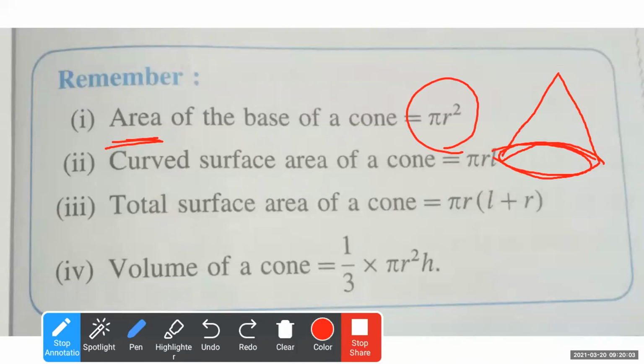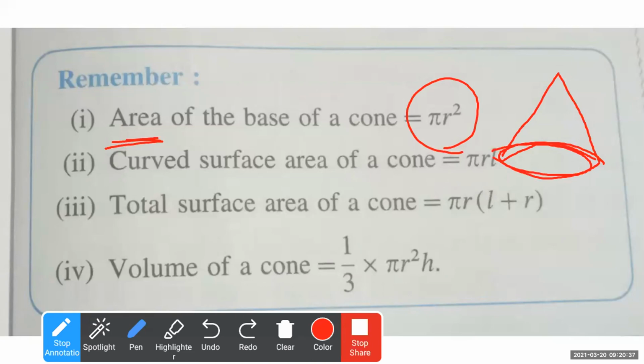Now next is the curved surface area of a cone. This is the curved surface area, that is the outer part. The formula is pi r l. Now here one difference is that, students, up till now, in the cuboid or in the cylinder, the height, when you stand straight at 90 degrees, is considered as the height.